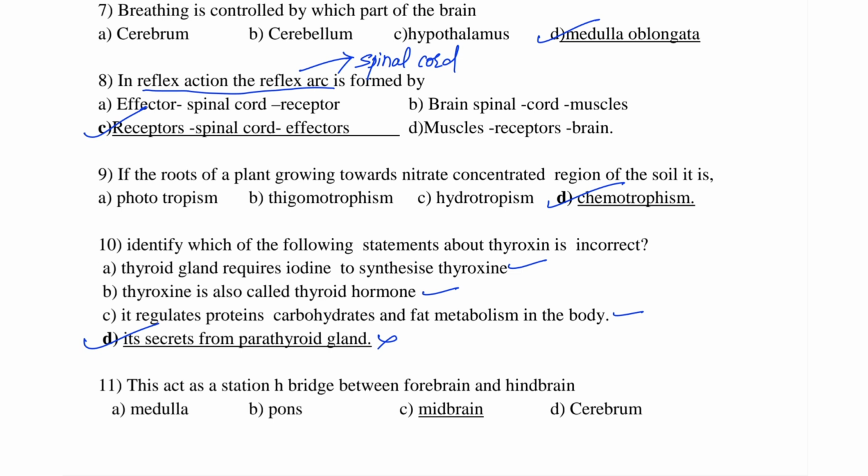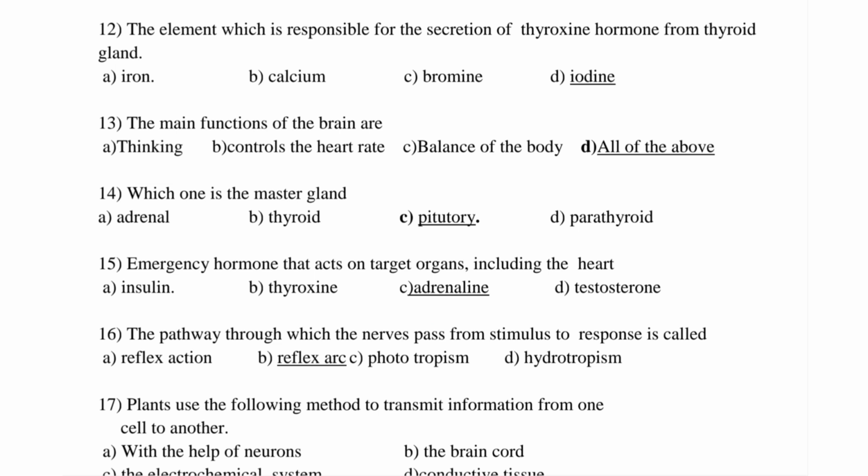Question number 11. This acts as a station and bridge between forebrain and hindbrain. The one which acts as a bridge between the forebrain and hindbrain is the midbrain. So the correct answer is option C. Question number 12. The element which is responsible for the secretion of thyroxine hormone from the thyroid gland, the answer is absolutely iodine, because iodine is very much essential for the release of thyroxine hormone from the thyroid gland, and therefore the correct answer is option D, iodine.